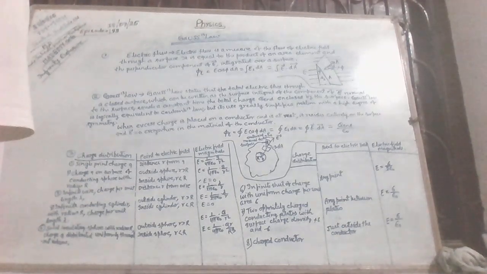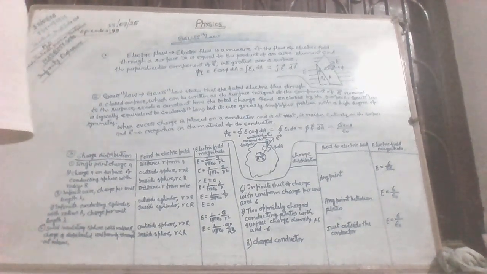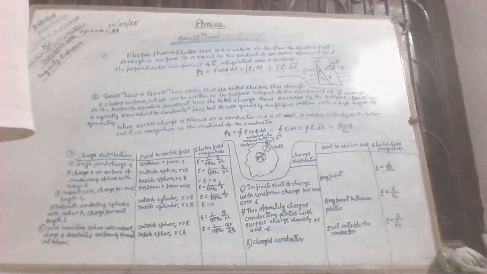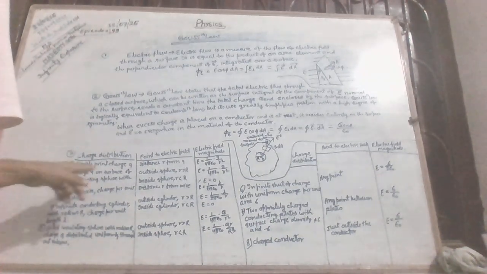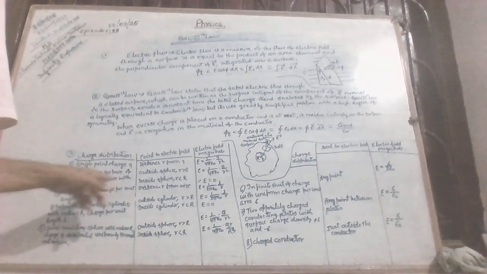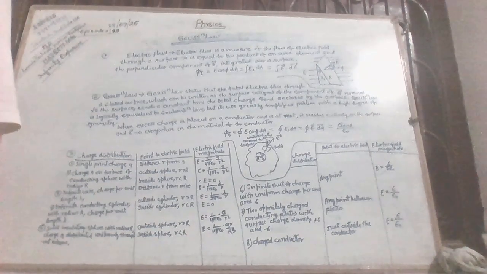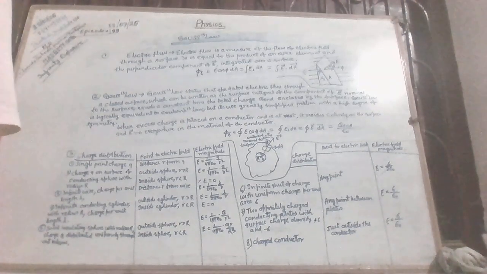Now, charge distribution and electric field magnitude. First, a single point charge Q, distance r from Q: the magnitude of the electric field is E = 1/(4 pi epsilon naught) Q/r². Charge Q on the surface of a conducting sphere with radius R: outside the sphere, r is greater than R, E = 1/(4 pi epsilon naught) Q/r². Inside the sphere, r is smaller than R, then E = 0.